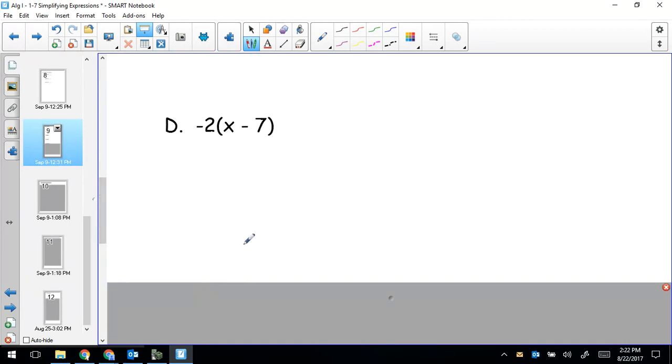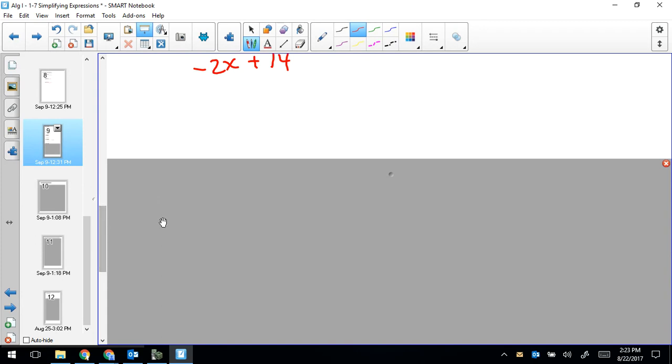Try one on your own to see if you can get it. Now this one's a little tricky anyway. Negative 2 times x, negative 2x. Now watch what we've got here. Negative 2, negative 7. A negative times a negative is a positive 14. You could think about it as a negative 2x, and then we would do minus a negative 14. But we all know by now that just becomes a big plus sign, right? Okay. Let's keep it going.